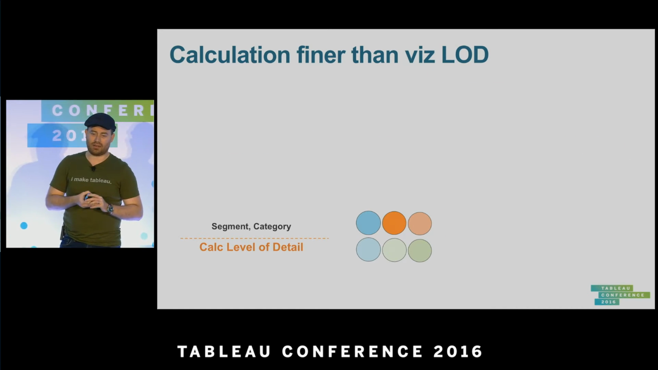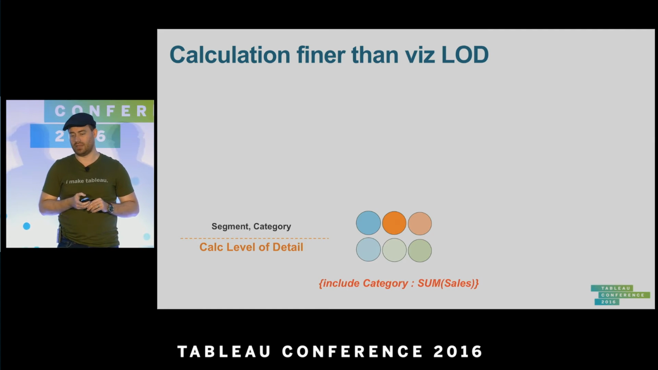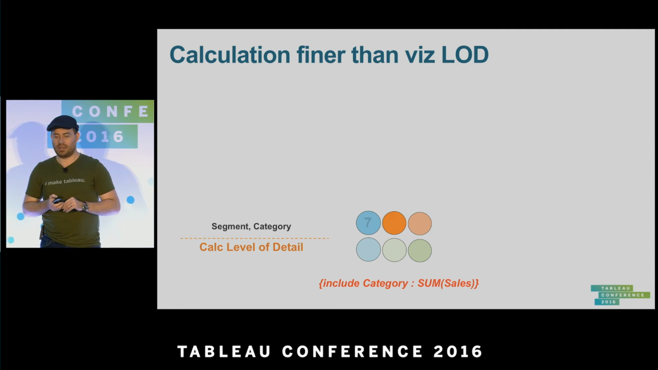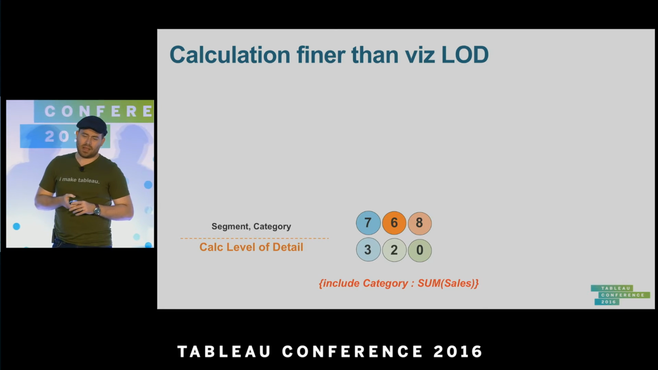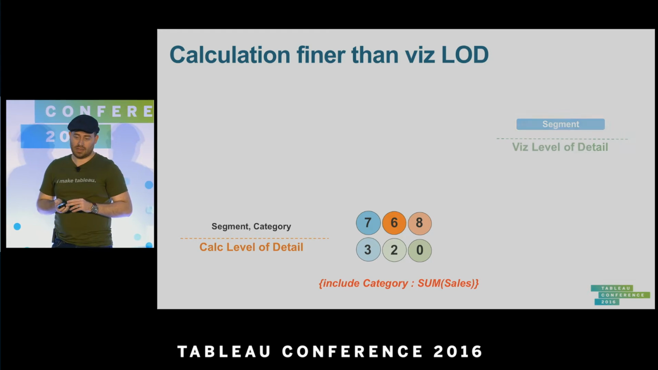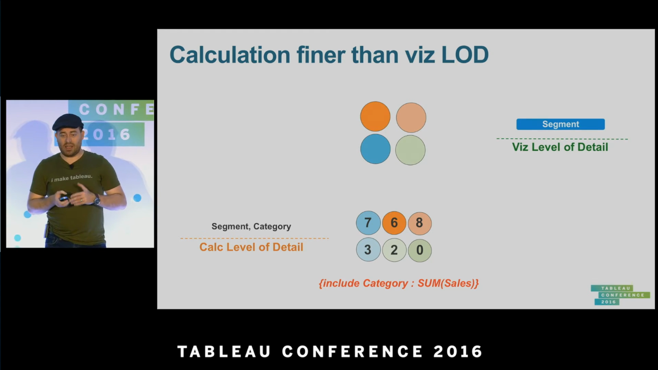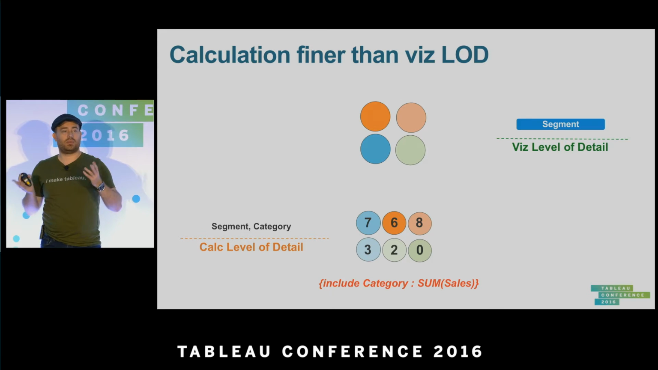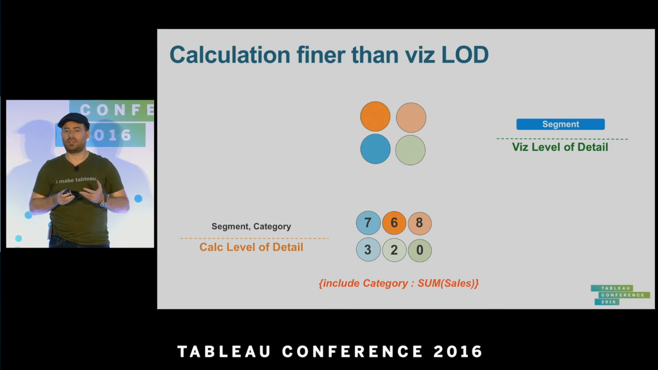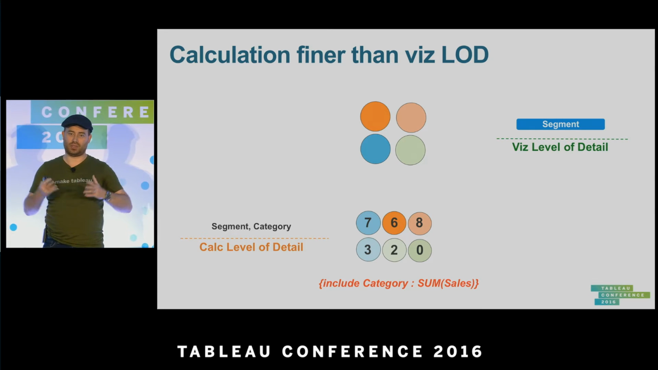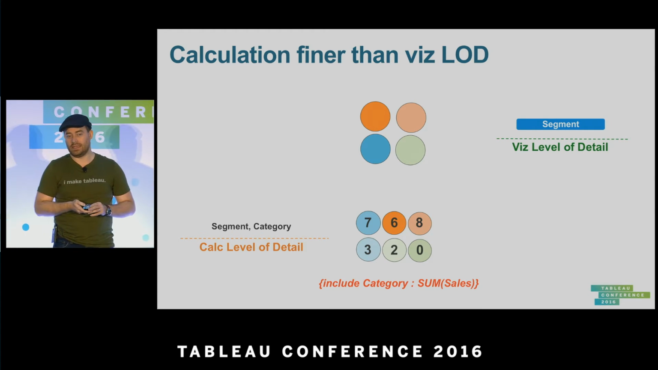Let's talk about how Tableau deals with this mismatch. Okay, calculation finer than viz LOD. Let's take the same example, include category sum of sales. And let's add some numbers to make it easier to follow. Here, the shades of the same color are the same segment. So 7 and 3 belong to the same segment, but different category within that segment. And here's our viz. So I have 4 points in my viz. Let's assume a scatter plot or a bar chart. And then my LOD expression returns 6 points. Somehow Tableau will take that 6 and squish it and force it into those 4. And how does that work?